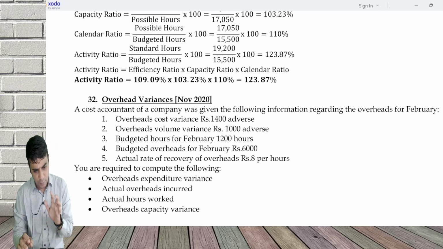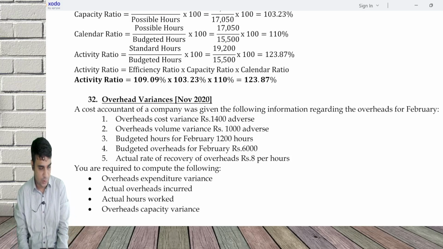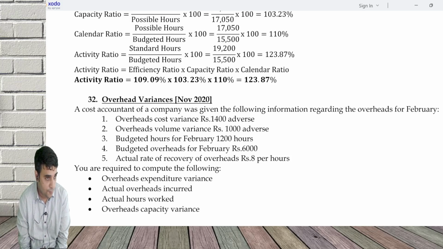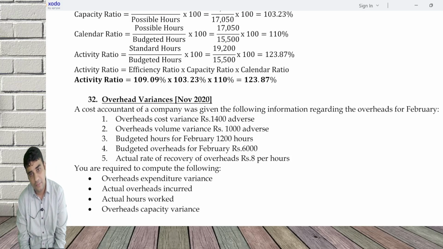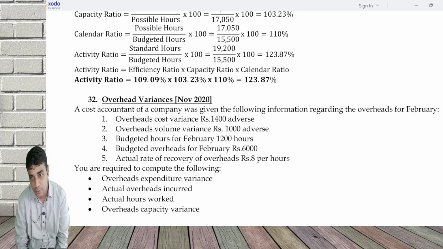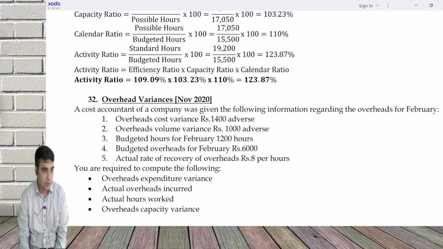Is it fixed overhead or variable overhead? What is your sense? It's one of them, not both together. Why fixed? Because volume variance is given in the question, I am taking it to be a fixed overhead variance, because volume variance is there only for fixed overhead. It is not there for variable overhead. One of the requirements of the question is overhead capacity variance, which is also there only in fixed overheads. You do not have that in variable overhead.